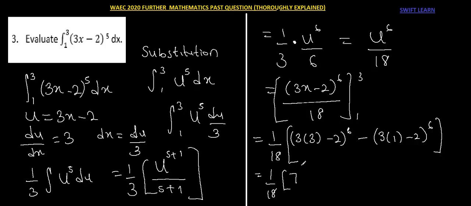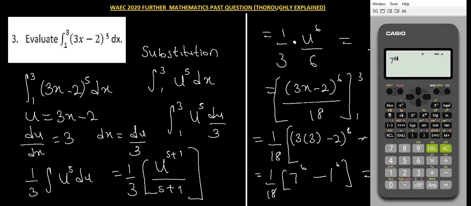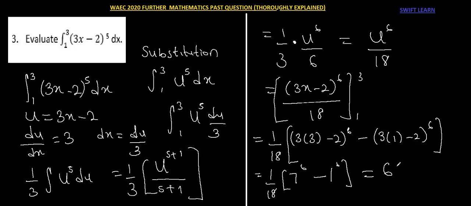Let me get 7 raised to the power of 6 minus, what do we have here? 3 times 1 is 3. 3 minus 2 is 1. So I have 1 raised to the power of 6. So let's get our final answer. 7 raised to the power of 6 minus 1. That will give us this. Now divided by 18. See our answer. Our answer is 6,536. So this is our final answer for question 3. So see you in question 4.